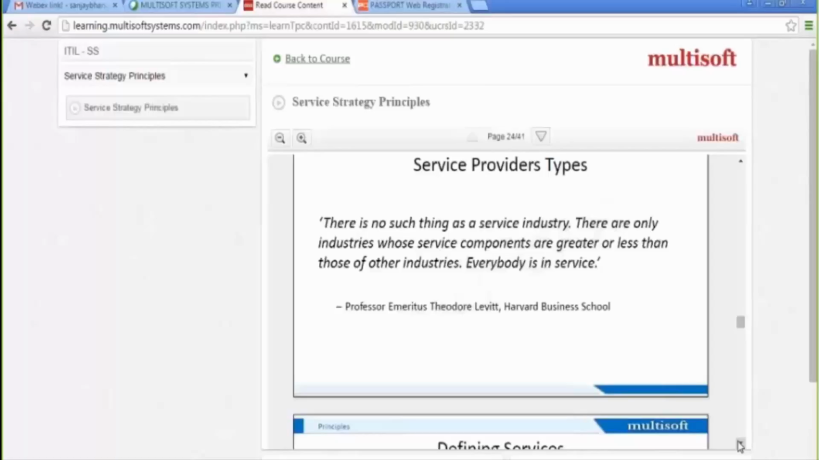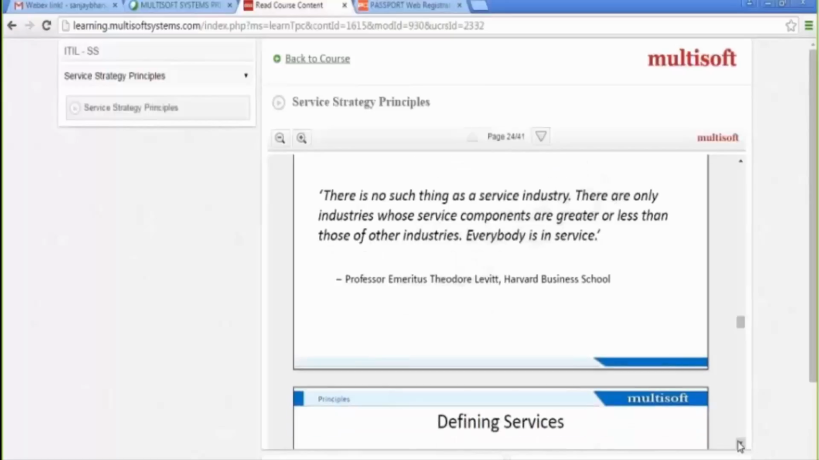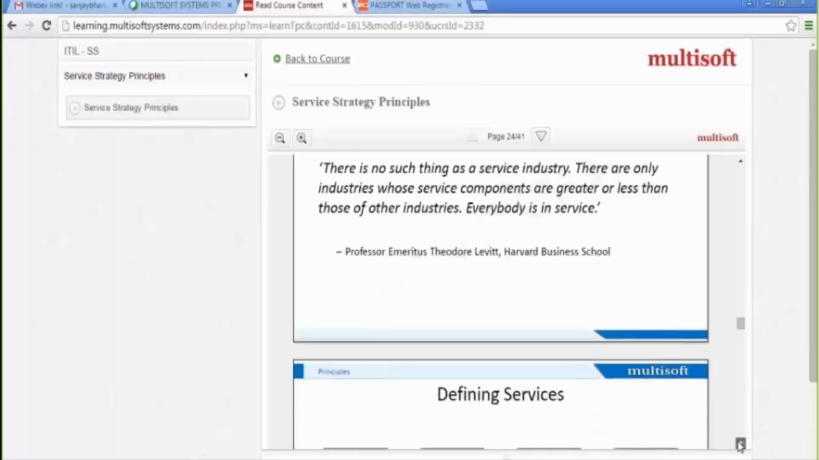Now here we have the types of service provider. I told you that we have 3 types of service provider: internal, external, and shared. Internal service provider is one providing services internally within the same organization but to different functions. Those are my internal service providers. If you are delivering something to the customer, those are my external. And shared means both.